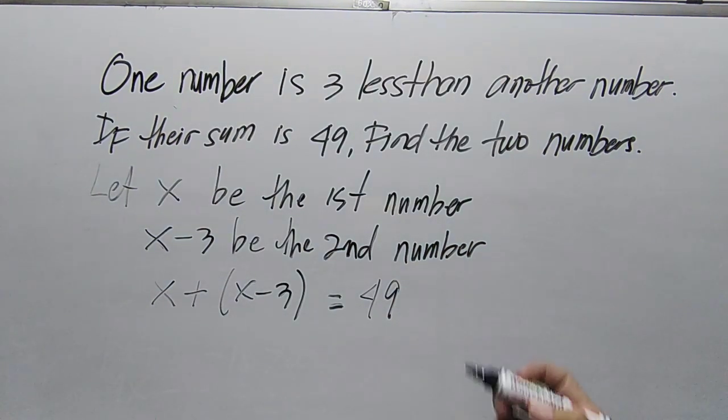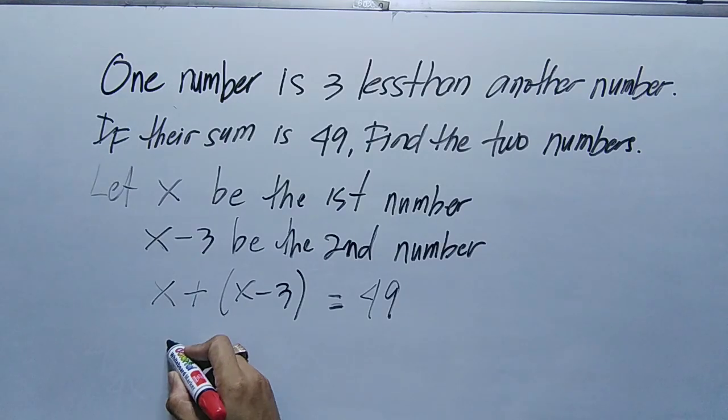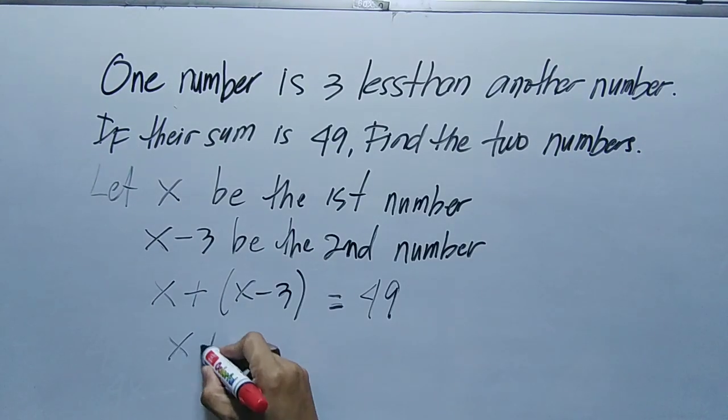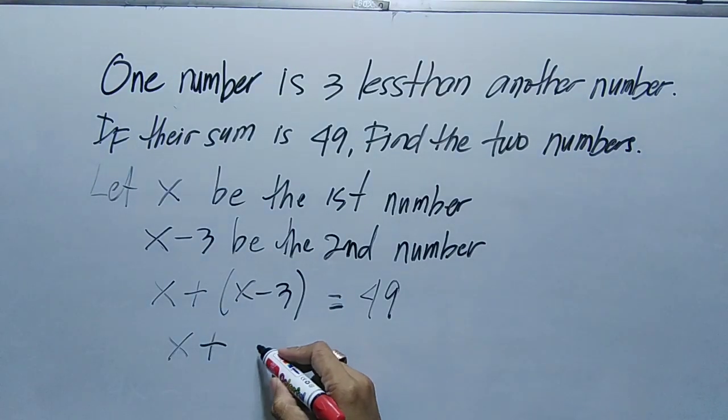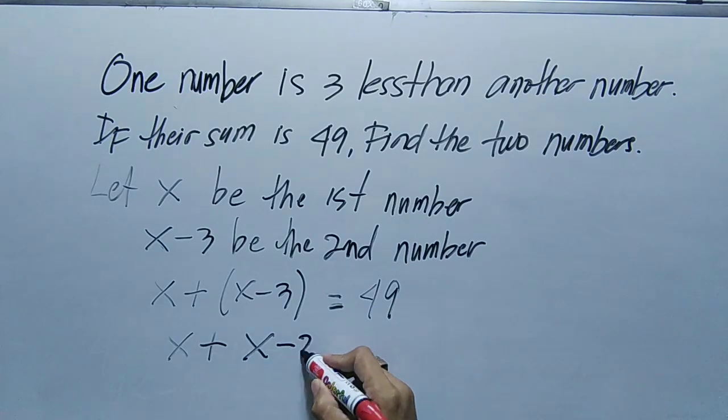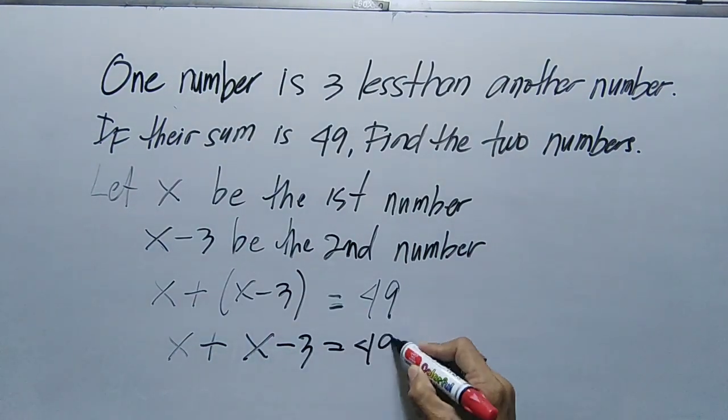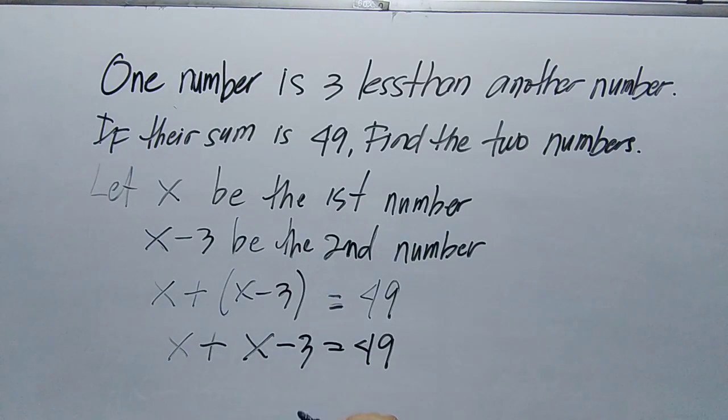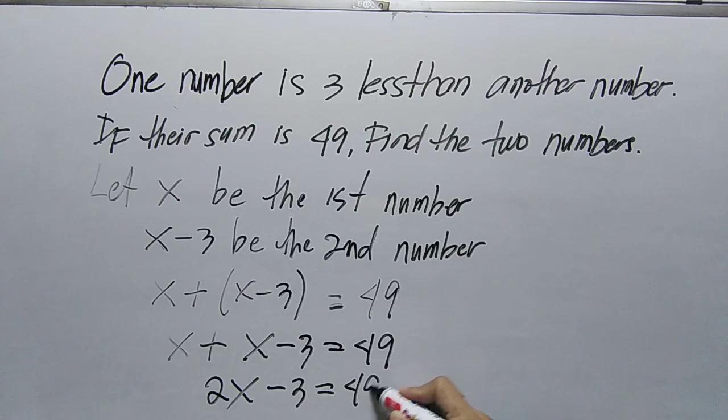Okay, so we have to solve this one. x plus x minus 3 equals 49. Okay, then i-combine natin yung the same term, yung si x at saka x, yung dalawang x na yan, i-combine natin yan, so magiging 2x minus 3 equals 49.